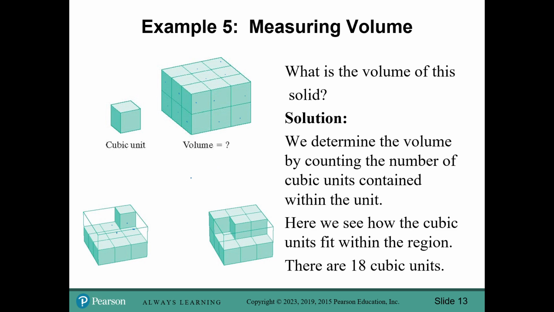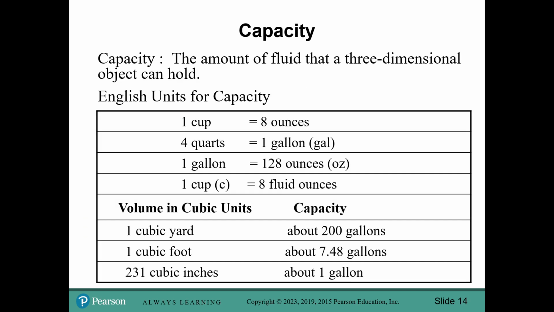Another easier way to do it is, like I said, our volume is length times width times height. This is 2 by 3 by 3. So length, width, height. You can call this one L, this one W, and this one H. 3 times 3 is 9, times 2 is 18. There are 18 cubic units. So you can count it, you can visualize it, you can multiply it. Whatever works easiest for you and your brain.